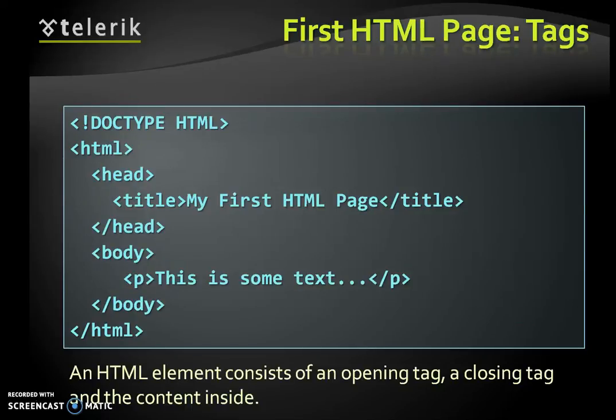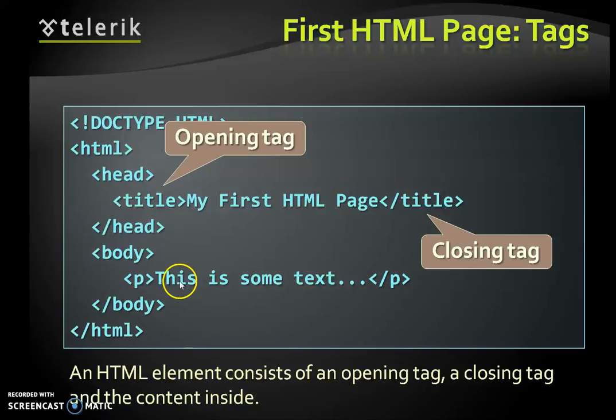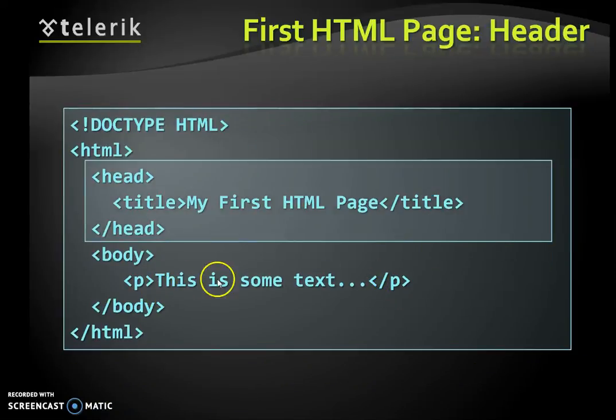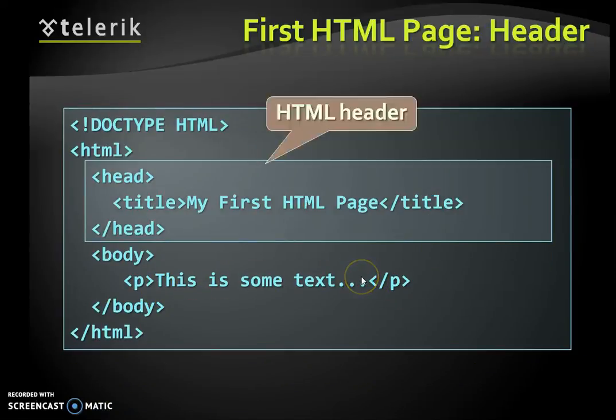An HTML element consists of an opening tag, a closing tag, and the content inside. Just like this is the opening tag of the paragraph tag, and this is the closing tag, and this is the content between the opening and closing tag.